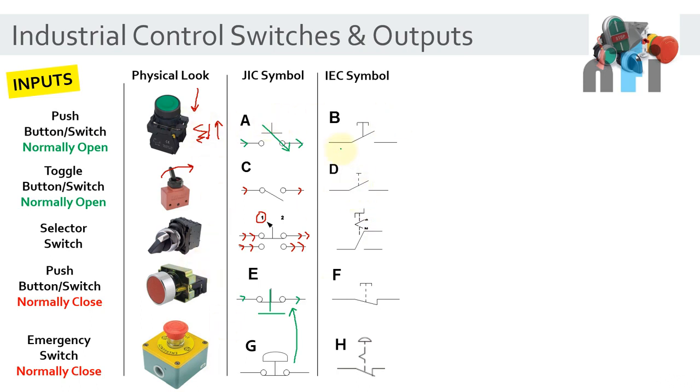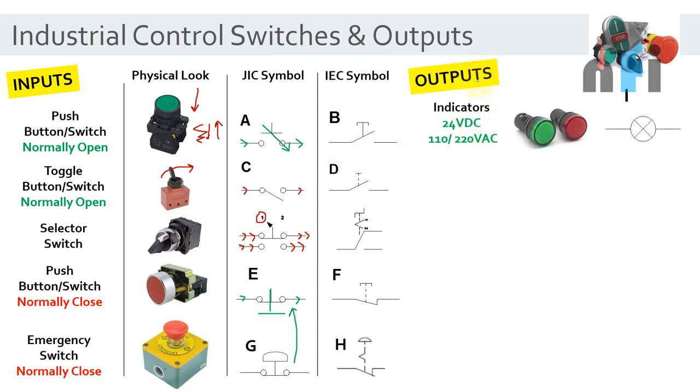Now let's see some basic output components. We have the indicators. These are the typical light indicators, and that's the symbol for that. These indicators can be 24 volt actuated, could be DC, could be AC, and it could be 110 or 220 AC volt actuated. So it's up to you whether you want AC or DC.